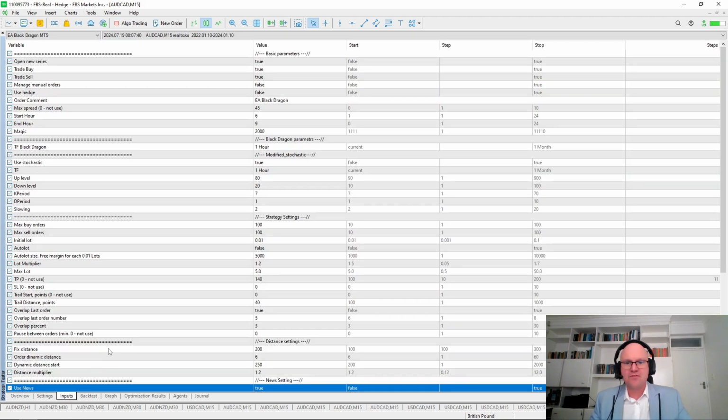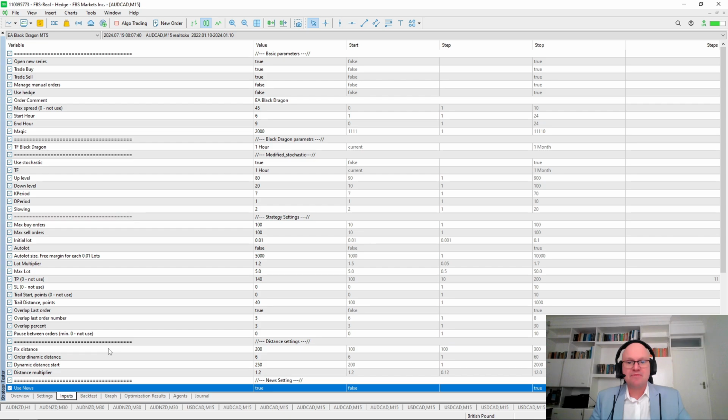So for both of these, I've actually changed it so that the Black Dragon indicator is set to the hourly, and the modified stochastic is also on the hourly. This robot also only trades for 3 hours during the Asia and London session. Now, if you want to use this to recover drawdown, again, you can use the hedge and manual order options.